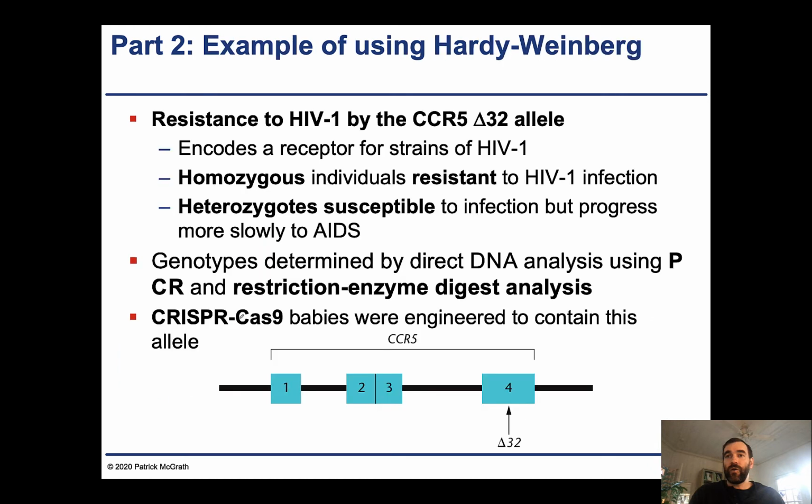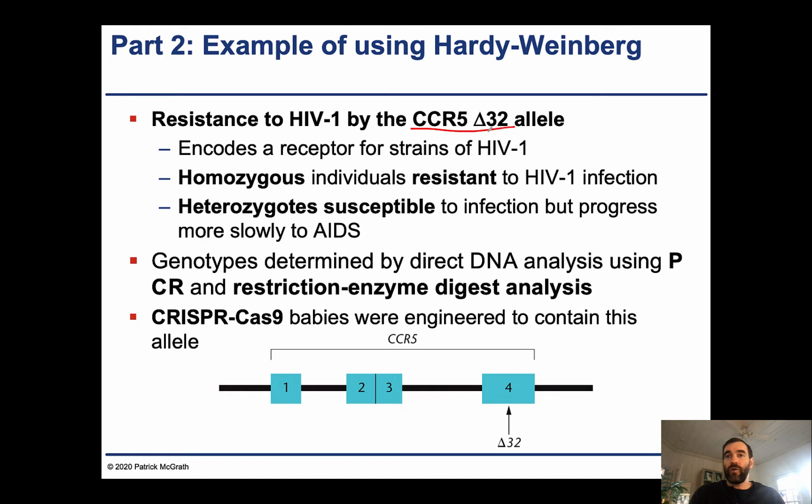All right, so an example of using Hardy-Weinberg. This is an example, I believe, from the text, looking at an allele called the CCR5 delta 32 allele that is in the CCR5 gene. The CCR5 gene encodes a receptor for strains of HIV-1, and so the HIV-1 uses this receptor in order to enter into a cell, replicate, and then produce a bunch more viral particles.